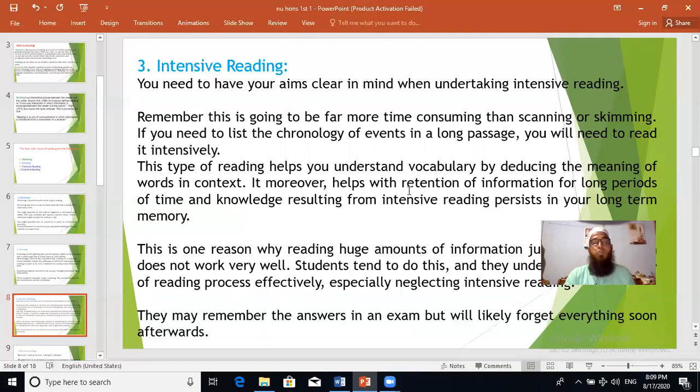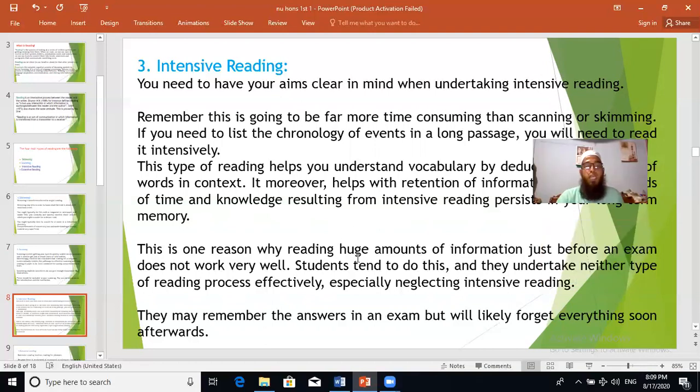It moreover helps with retention of information for long periods of time, and knowledge resulting from intensive reading persists in your long-term memory. Have you got the meaning? It means through intensive reading, what information we receive or what knowledge we gather, that remains in our memory longer than skimming or scanning.